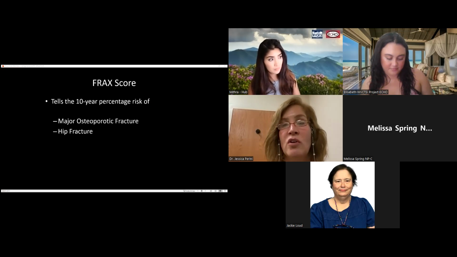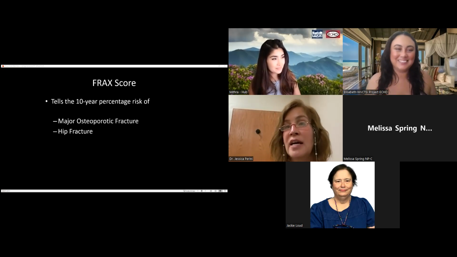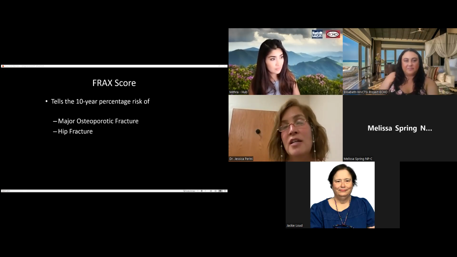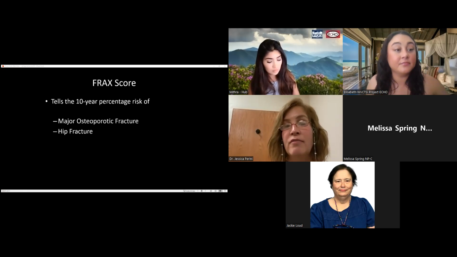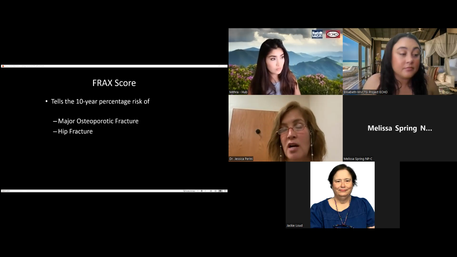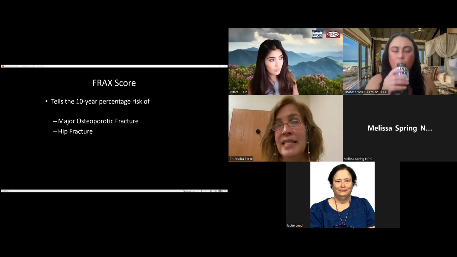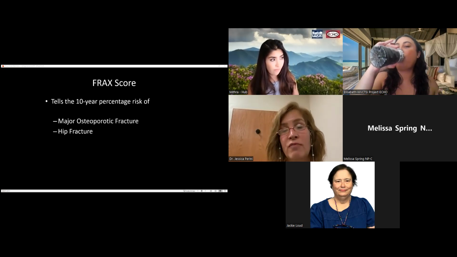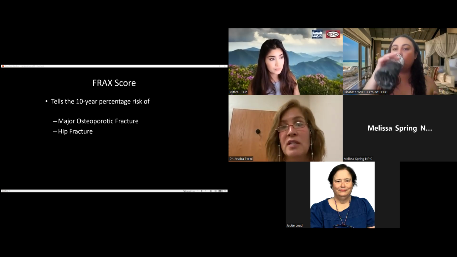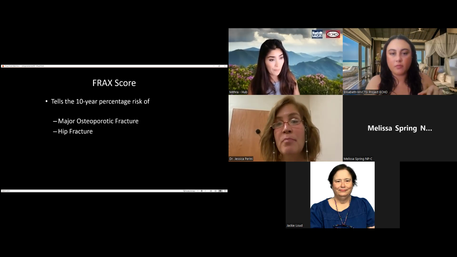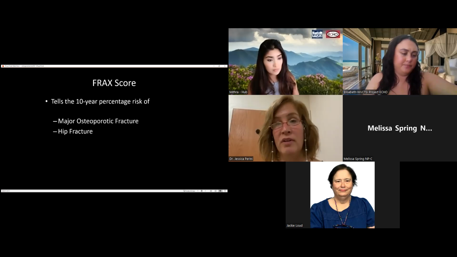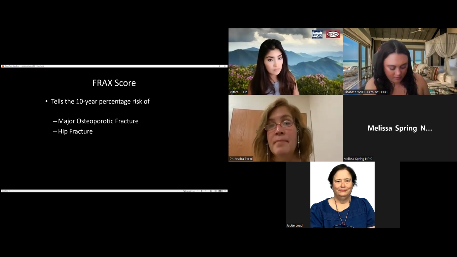So Frax scoring, I lied, it's not this next slide, but the Frax score basically tells you the 10-year percentage risk of that first line, major osteoporotic fracture. That was the one that said 19. And the Frax score also tells you the 10-year percentage risk of a hip fracture. And that was the one on the previous slide that was 4.9. Next slide.